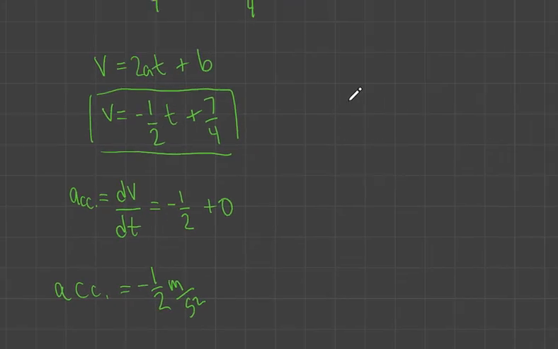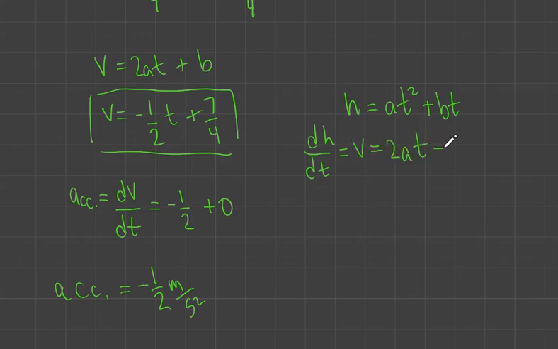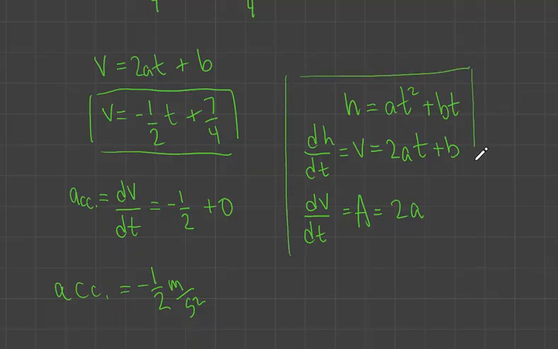So just to reiterate, we started with a function h, and we know the equation of a parabola is that the derivative of h in terms of time is equal to velocity is equal to 2a times t plus b, and the derivative of the velocity with respect to time, I'll use uppercase A for acceleration, is equal to 2a. So this is the relationship between position, velocity, and acceleration.